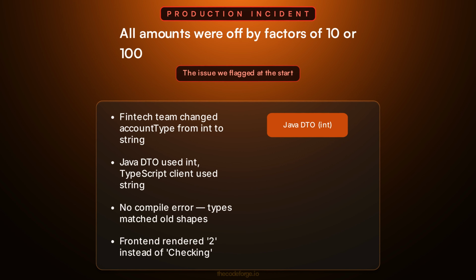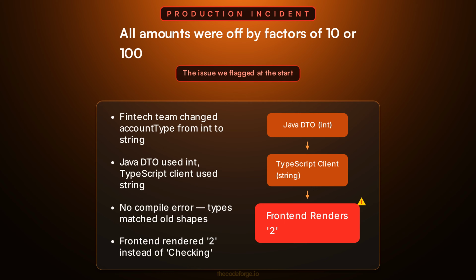This is the same issue we highlighted at the start. Here's exactly why that $2.3 million incident happened. A fintech team shipped a new field, account type, as int in the Java DTO, but string in the TypeScript client. The frontend rendered 2 instead of checking, causing $1.02 in misrouted ACH transfers. No compile error, no runtime exception, just wrong data for 3 hours.